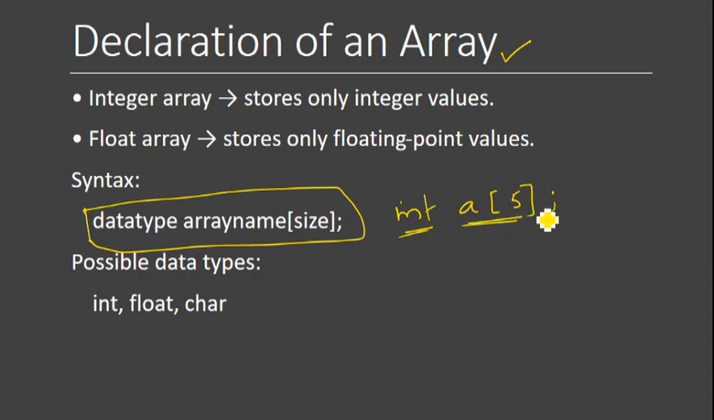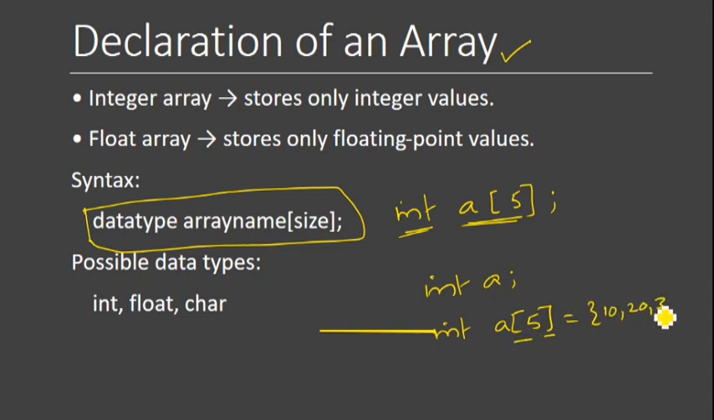How do you recognize an array? For example, if you write int a, this is an ordinary variable, but int a[5]. The square brackets indicate an array, which has to store integer values only, like 10, 20, 30, 40 and 50. So data type, array name and size we must mention.